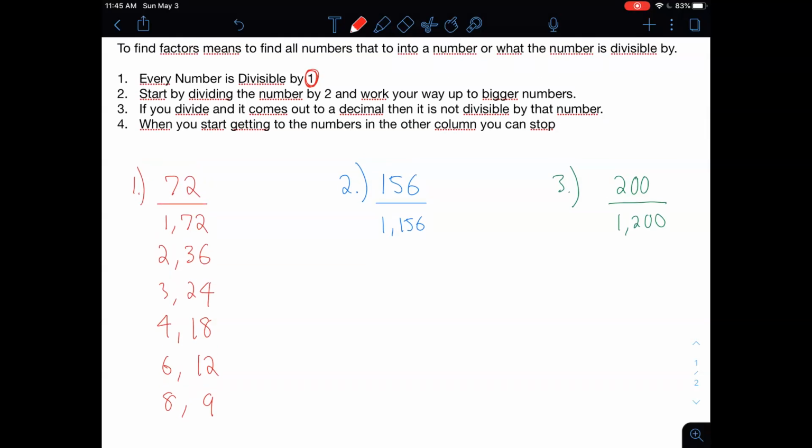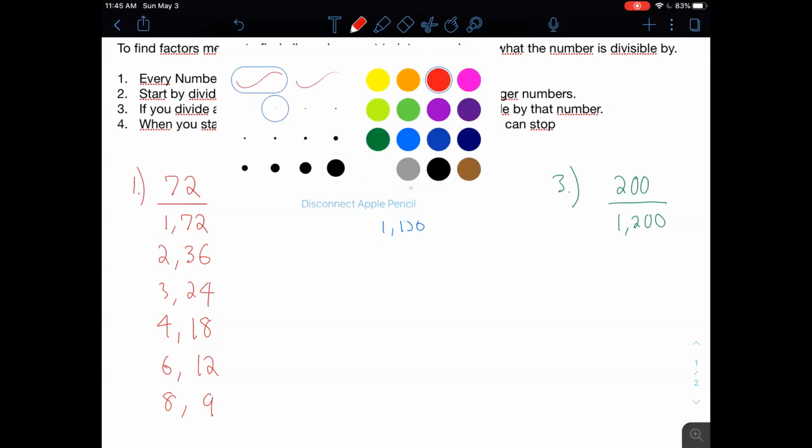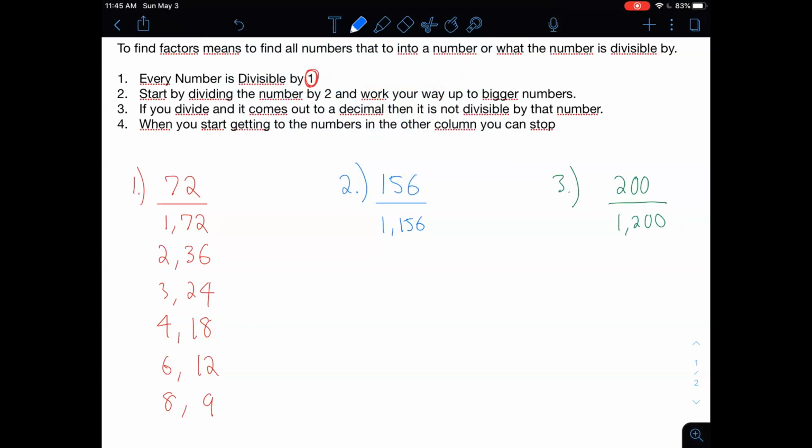Okay? All right, why don't we go ahead and do one more together, then you guys will try maybe example 3 on your own, the 200, okay? 156. So we already got 156. So let's go ahead and do 156 divided by 2. And I knew, even before dividing it, that 156 would divide by 2.